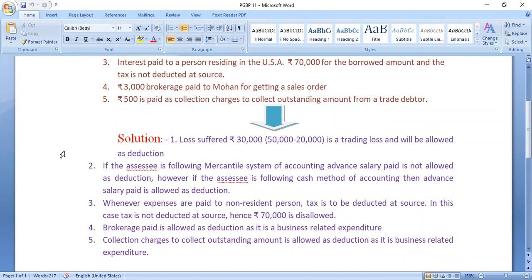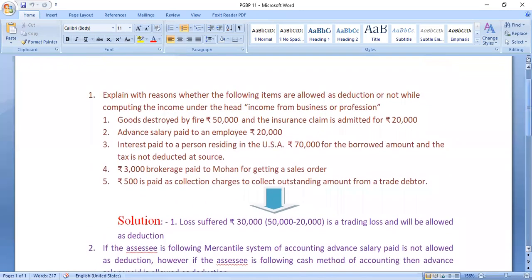But if it is following the mercantile system, where outstanding is recorded, and this advance salary is an outstanding expense, that is not allowed a deduction. Depending on the type of system of accounting it is following: is it a mercantile system? Not allowed. Is it a cash system? Allowed. But nothing is mentioned in the problem. You have to assume that the trader is following the mercantile system of accounting, not the cash system. Okay, this is the answer of the second part.